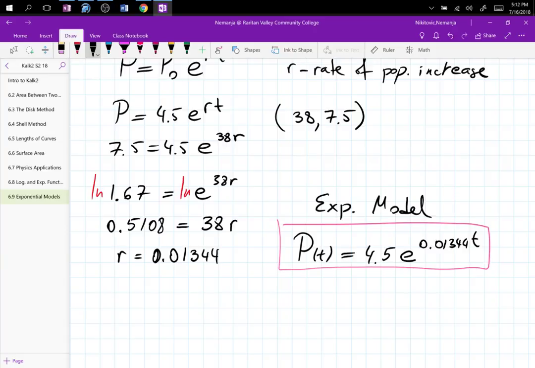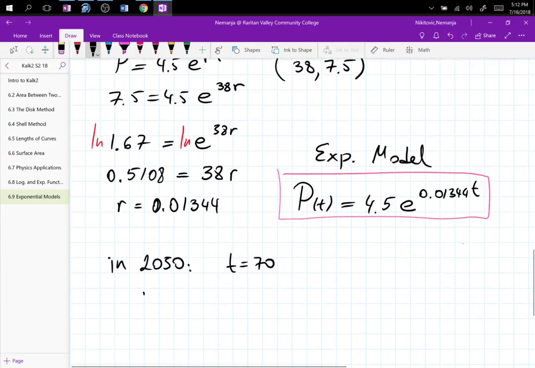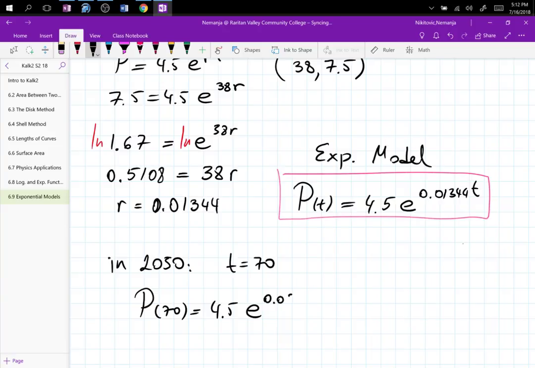So if I want 2050, 2050 is away from 1980, 70 years. So we're going to say in 2050, we'll have t is 70. So we will calculate p of 70, which is 4.5 e to the 0.1344 times 70 gives us 11.5 billion.